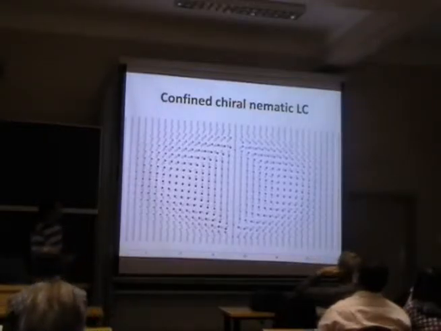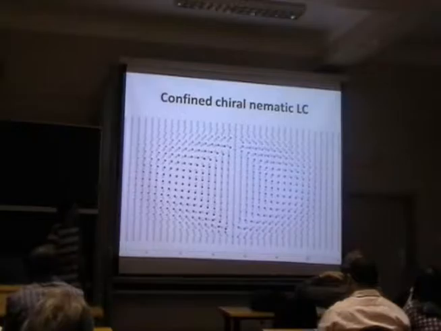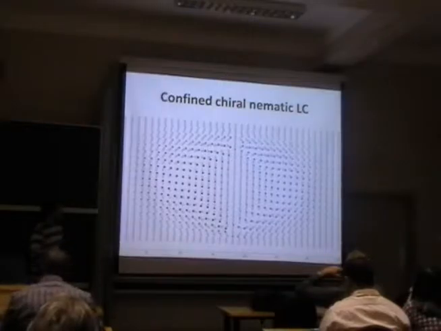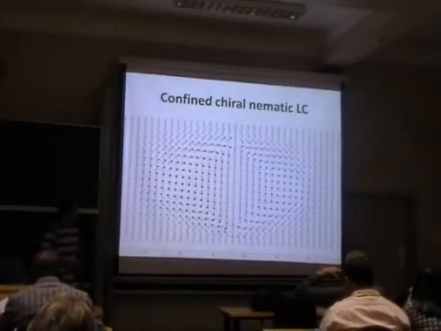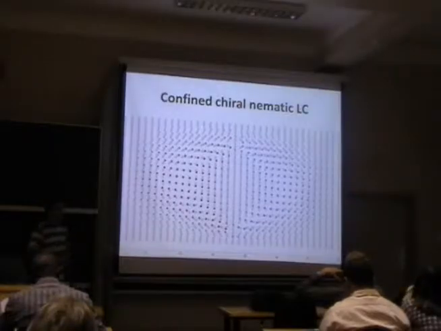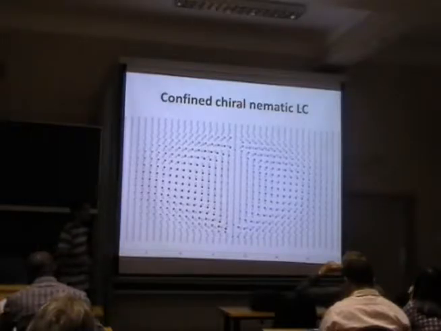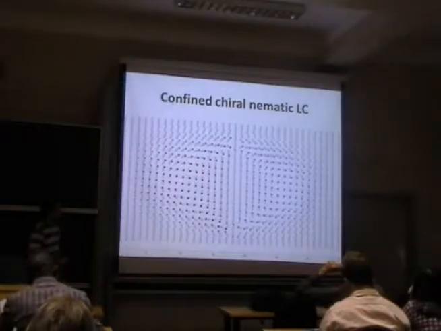It's a confined chiral nematic liquid crystal. This is a cross-section of a toron configuration where you have vertical or homeotropic surface boundary conditions, and the material is chiral, so it wants to twist, but that twist is incompatible with the homeotropic boundary conditions. And so a way to realize the twist and the vertical boundary conditions is by having a loop of double twist cylinder.